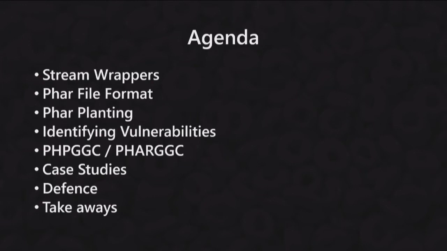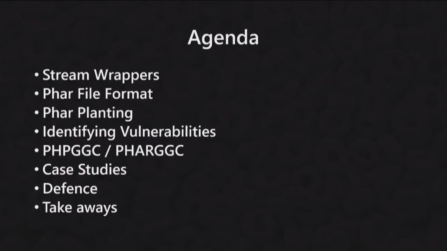So this is the agenda for the talk, and the first thing I'm going to discuss is something called stream wrappers, and we'll focus on a specific stream wrapper called the PHAR stream wrapper. We'll look at the file format. Well, a PHAR is a type of archive, so it's supposed to be the PHP equivalent to the Java archive. And we'll look at the file format for a PHAR archive.